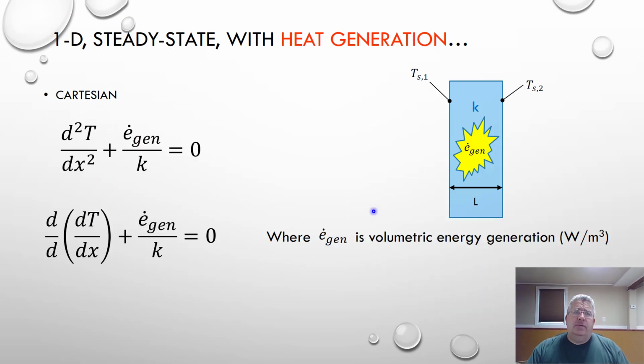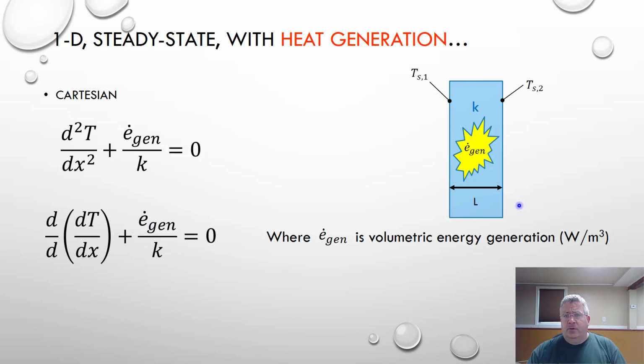So now we can take a look at going back to the Cartesian form of a 1D steady state with heat generation. In this case, this is the ODE, and we can simplify the ODE a little bit by breaking up the second order term. But we'll note that the Egen term, the energy generation term, which again is watts per cubic meter, is a constant, and we'll assume K is a constant as well.